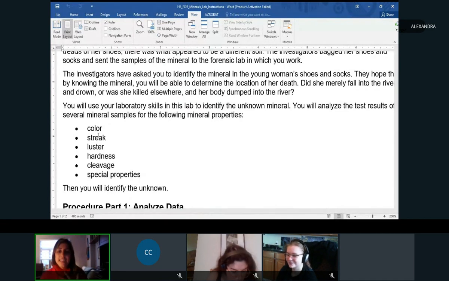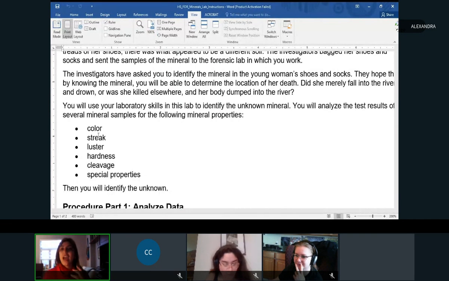Does it shine? Does it reflect light? Or is it flat? It just absorbs light. It doesn't give it off. Hardness has to do with exactly what it sounds like. Hardness has to do with how hard it is, how easy it is for you to scratch off. Can you scratch it off with a fingernail? Do you need to use an actual nail?